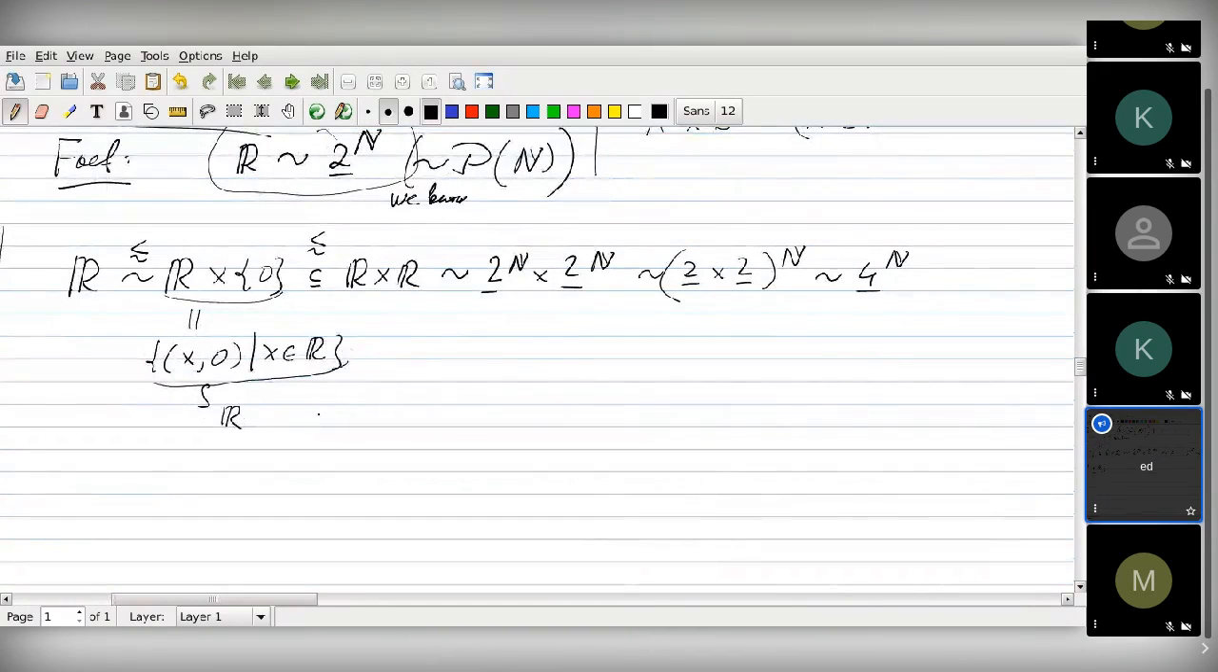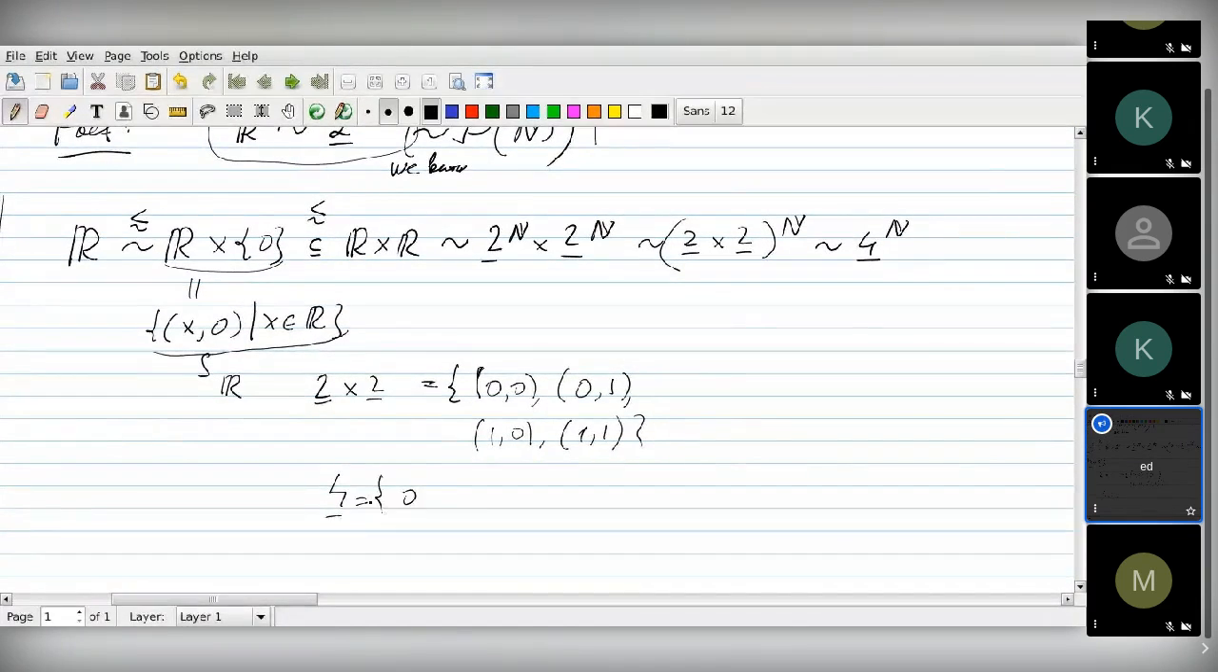Why is it so? Easy. 2 multiplied by 2 is the set of all pairs. So please name them all. Name these pairs. Maybe you will come: 0, 0; 0, 1; 1, 0; 1, 1. How many of them do you have? To make 4. 4, of course. So you have a 1-to-1 correspondence between these pairs and the first 4 natural numbers. So we have a bijection here. Is it clear?